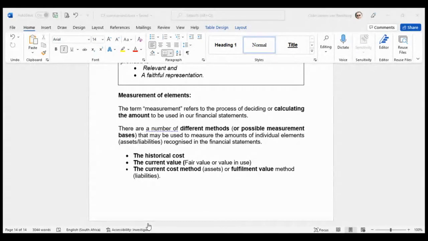The current cost method and the fulfillment value method are similar principles, but the current cost method relates to assets. So that means: what will a similar asset cost me if I purchase one today to replace an old one? The fulfillment value relates to liabilities, but it's a similar principle.